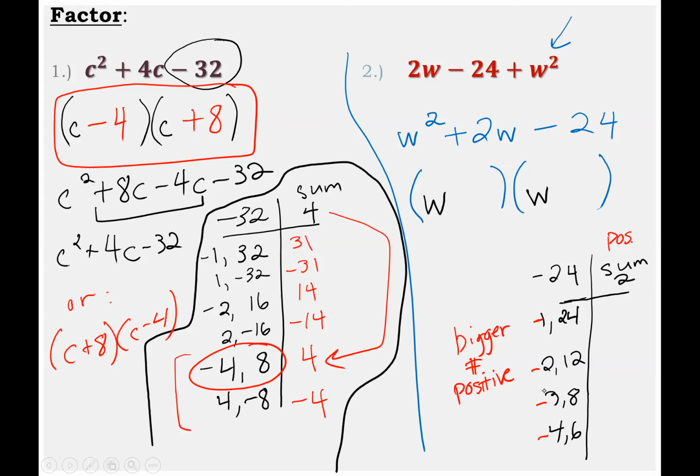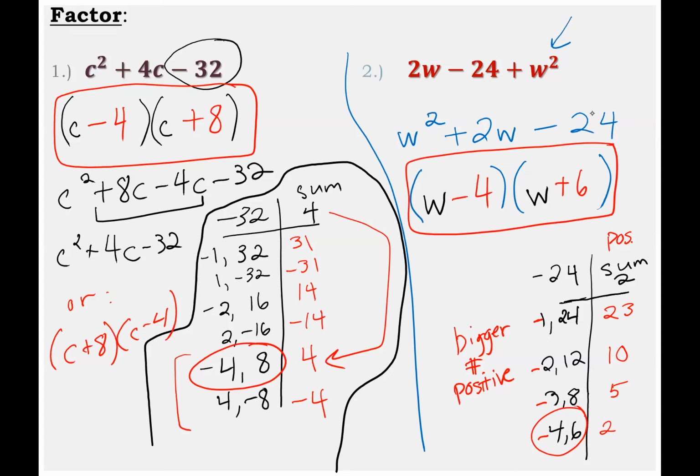So each one of these sums now, when I add them, they should all add up to something positive. So let's work through it. -1 plus 24, that's positive 23. -2 plus 12, that's positive 10. -3 plus 8, that's positive 5. And then -4 plus 6 is positive 2. This is the one. Okay, so -4 times 6 is -24. -4 plus 6 is positive 2. So I can write W minus 4 and W plus 6 for my answer.